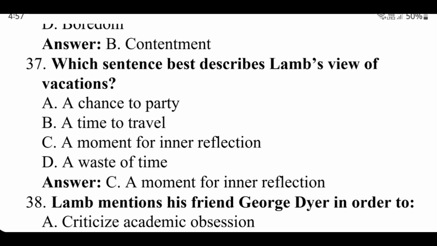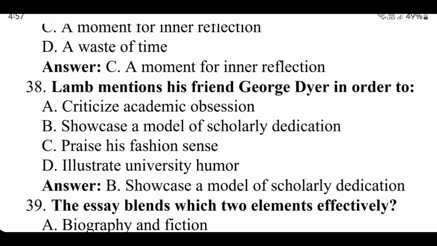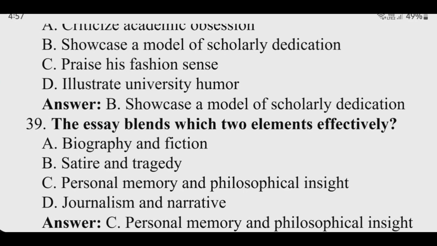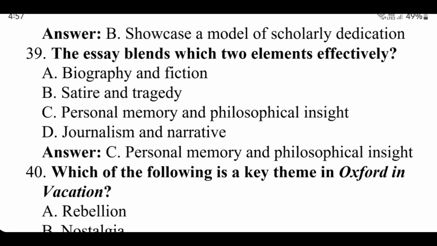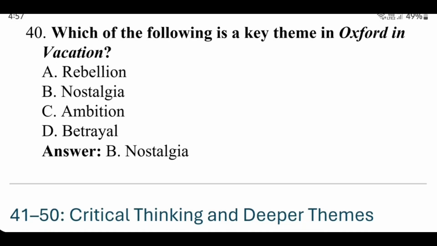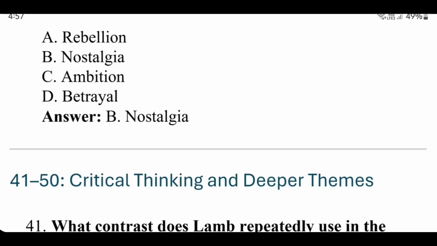Lamb mentions his friend George Dyer in order to showcase a model of scholarly dedication. The essay blends which two elements effectively? The element of personal memory and philosophical insight. Which of the following is a key theme in Oxford in Vacation? It's nostalgia. Now some questions about critical thinking and the deeper themes used in this essay.